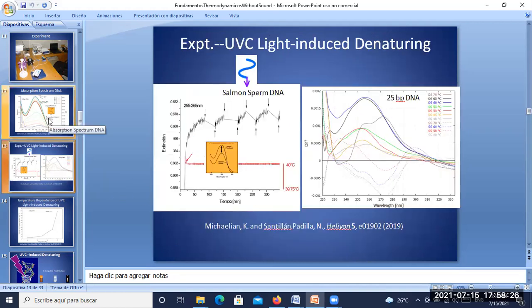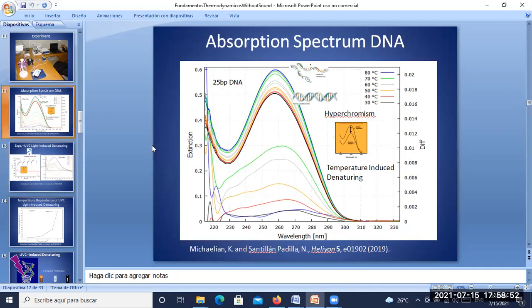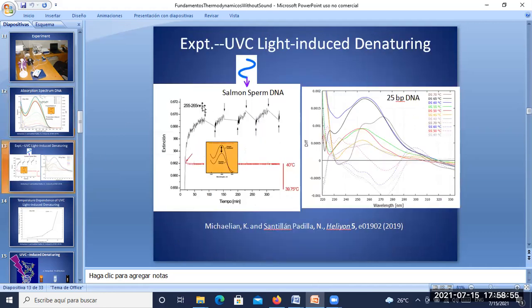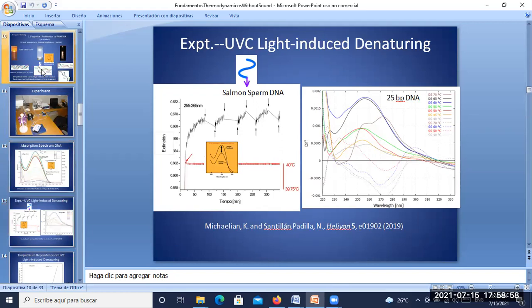Okay, so that was denaturing using temperature. Now, what about light-induced denaturing? In this case, this is the case of the salmon sperm DNA. We also did synthetic DNA, so this is also the case for synthetic 25 base pair DNA. And this was the case of denaturing due to heat, due to temperature. Now, getting back to this idea of denaturing using light, what we did in this experiment is that we raised the temperature to 40 degrees centigrade.